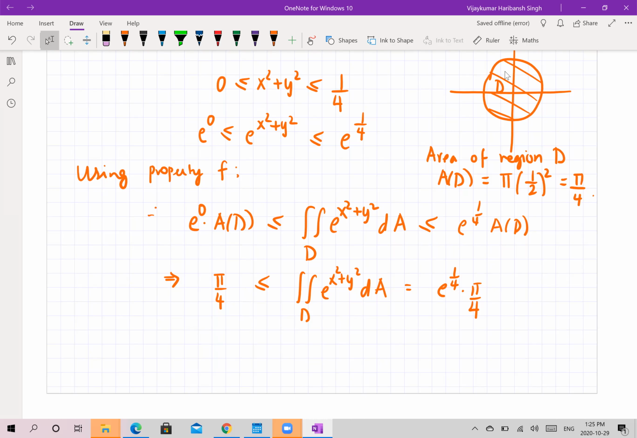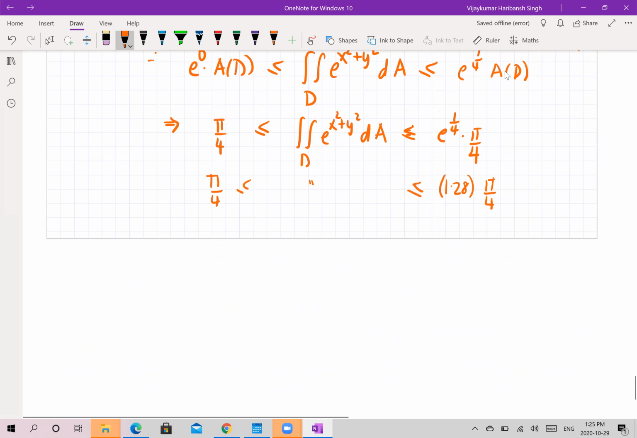If you notice, e to the power 1/4 is basically going to be about 1.28. So you have pi/4 less than or equal to this integral, less than or equal to 1.28 times pi/4. You see it's quite a reasonable estimate. Of course, not accurate, but it gives you a reasonable estimate for this integral. So thanks.